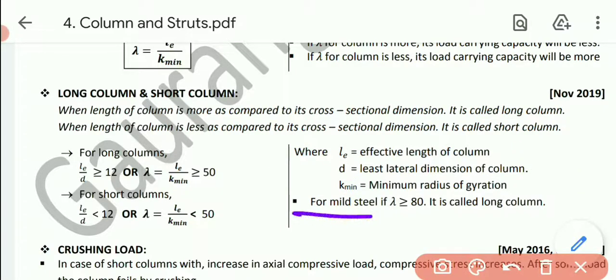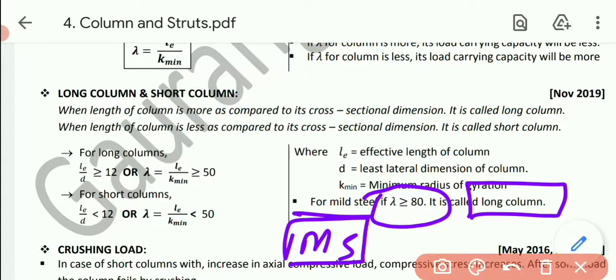Okay, for mild steel, if lambda is greater than or equal to 80, then it is known as a long column, but this one is for mild steel only.